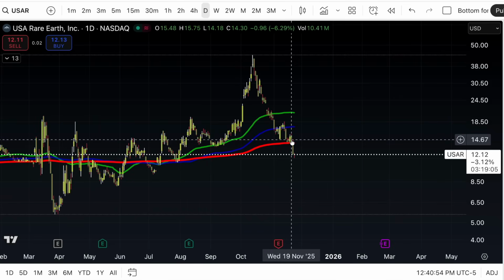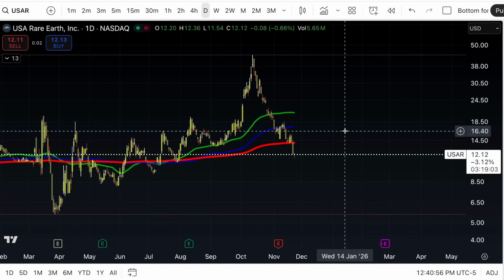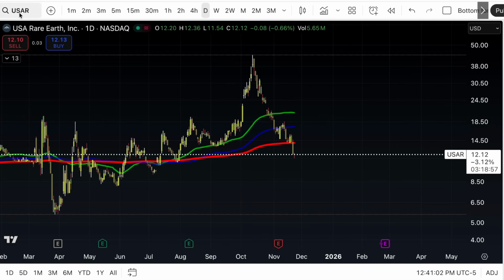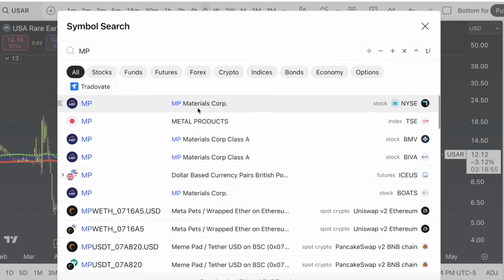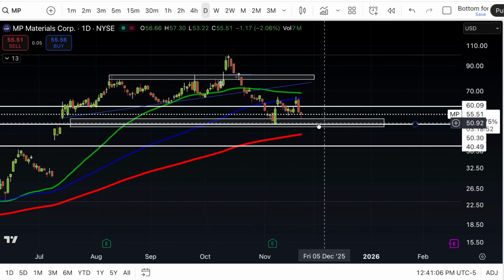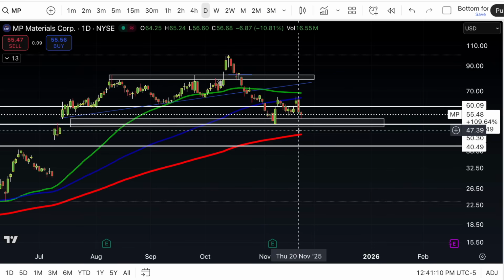Now that that's done and over with, you can see it's broke down through all the major moving averages at this point in time. And this one just needs what? The theme to come back, these commodities to come back. And I don't keep up with commodity prices like some people do. So again, look at MP. It's performing not as bad.